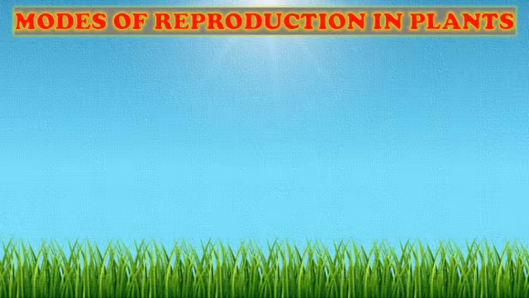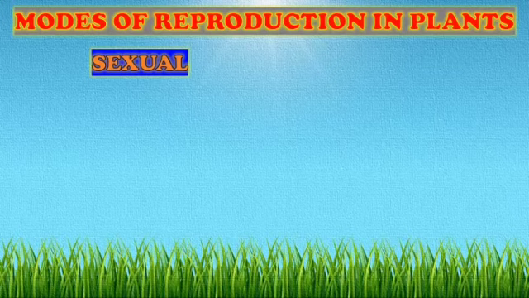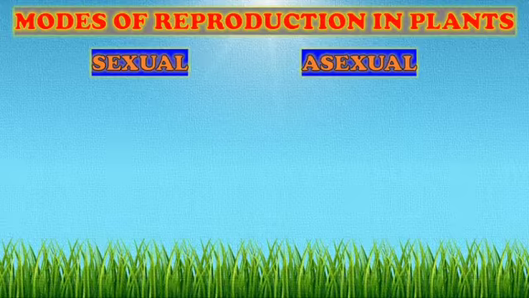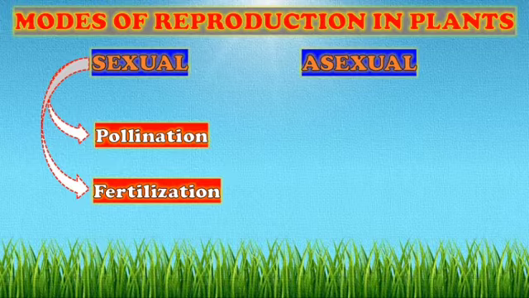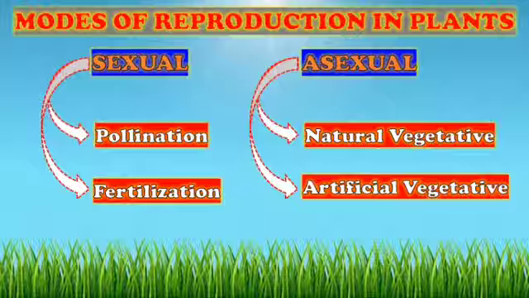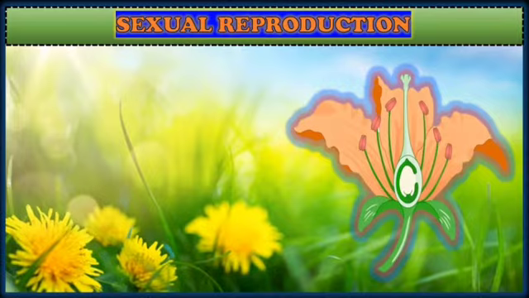Plants reproduce in different modes of reproduction. Plants can reproduce sexually or asexually. In sexual reproduction in plants, it occurs through pollination and fertilization, while in asexual reproduction, it occurs through natural vegetative and artificial vegetative reproduction. First to discuss is sexual reproduction.